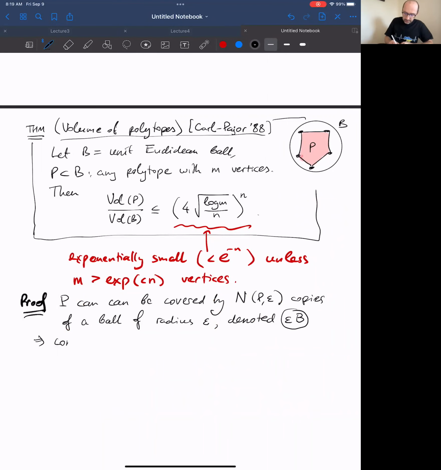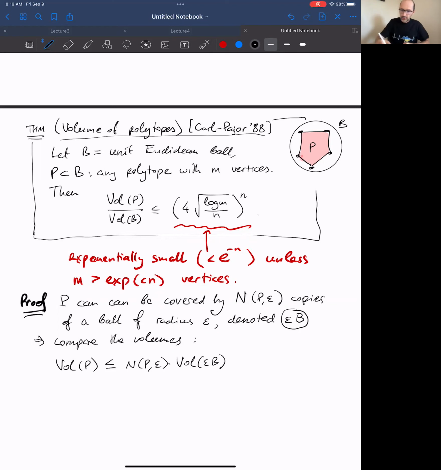Therefore, if you compare the volumes, we see that the volume of the polytope is smaller than the volume of what it is covered by. And by what it is covered, there are this many balls, each of which has this volume. Clear? This should be clear, right? You just cover it by this many copies of this ball. Therefore, the volume has this bound.